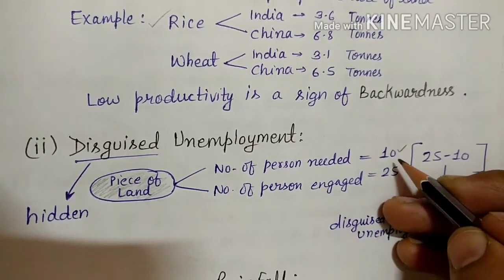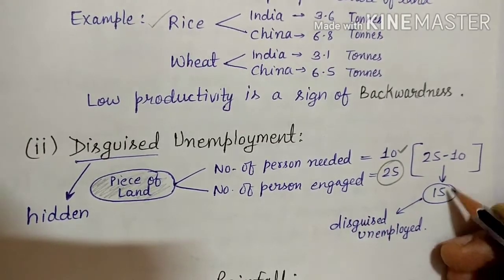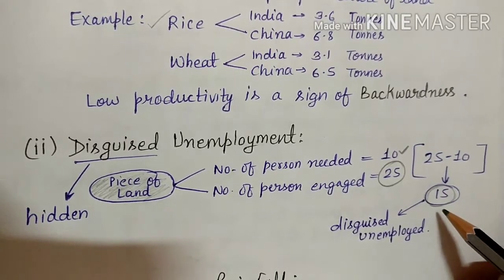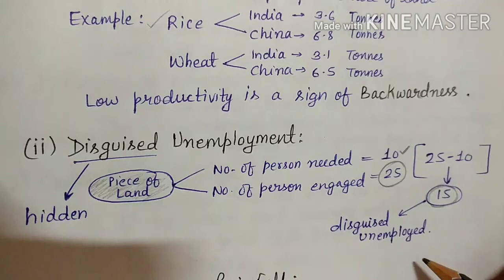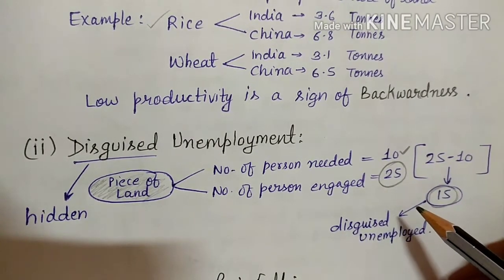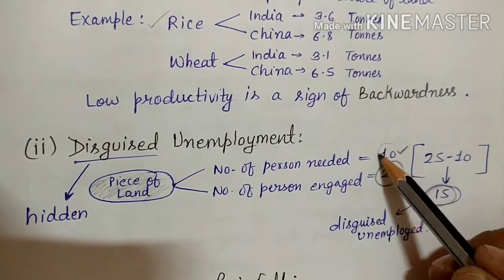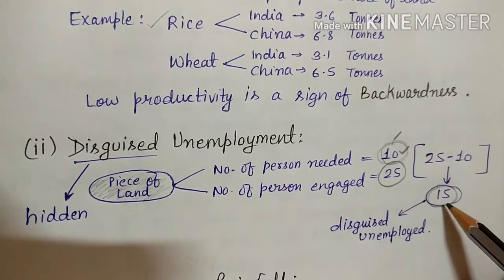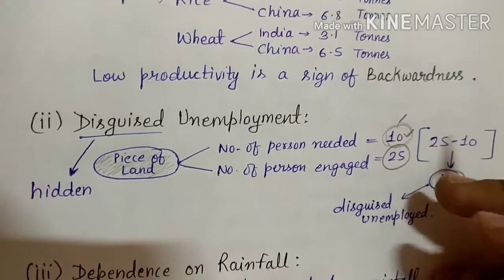So 10 are required, but 25 are engaged. So 15 are extras. If you check here, 15 are extra. So what will these 15 people be called? Disguised unemployed. Because in reality many are unemployed, since only 10 people are needed. So these 10 are employed here, but these 15 are extras. These are called disguised unemployment. Okay, I hope it is clear to you.